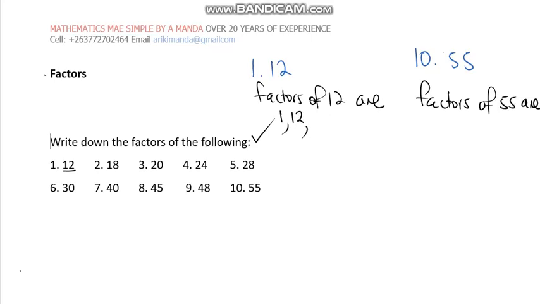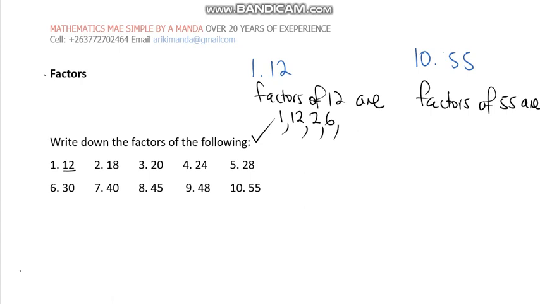Another factor could be 2. 2 can get into 12 without leaving a remainder. I'll say 2 into 12. What do we get? We get 6. So the 2 has helped me identify the other factor, which is 6.